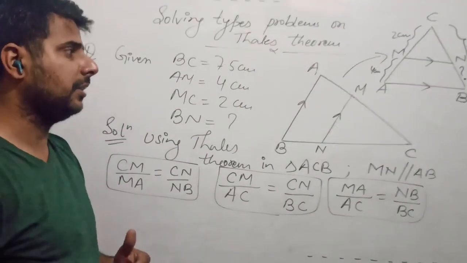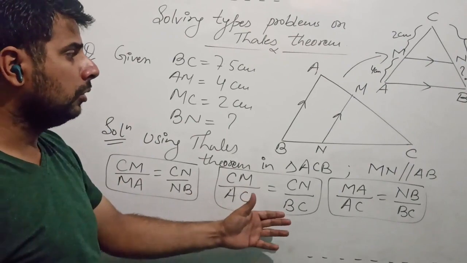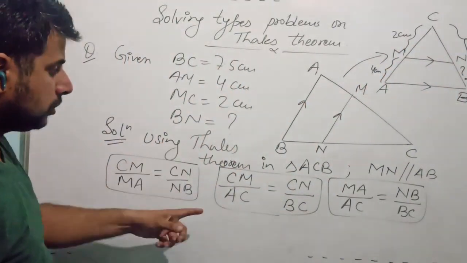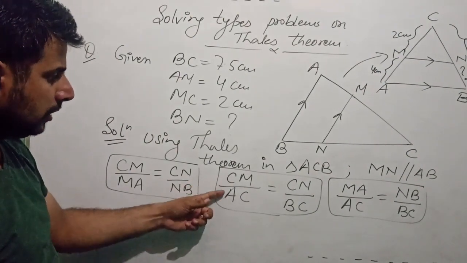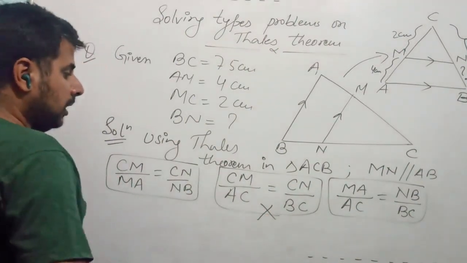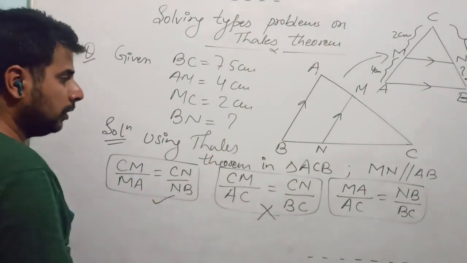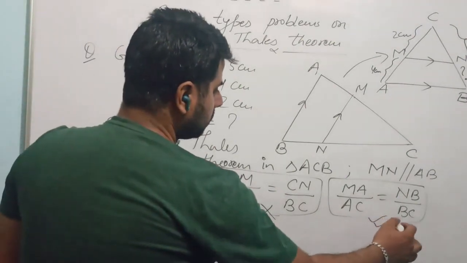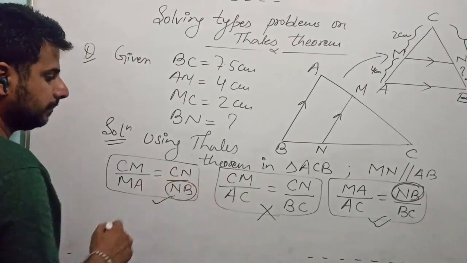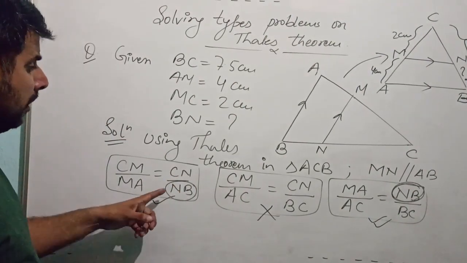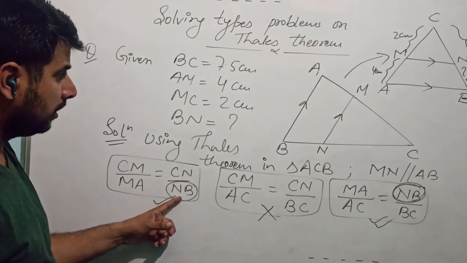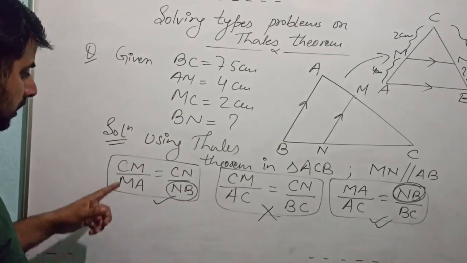Now you will see first in which ratio you are getting NB or BN. So in this ratio you are not getting it, no one is NB or BN. So you are not going to apply this. So you have two options. Whether you will go with this or you will go with this also, because here is your NB and here is your NB. Right?